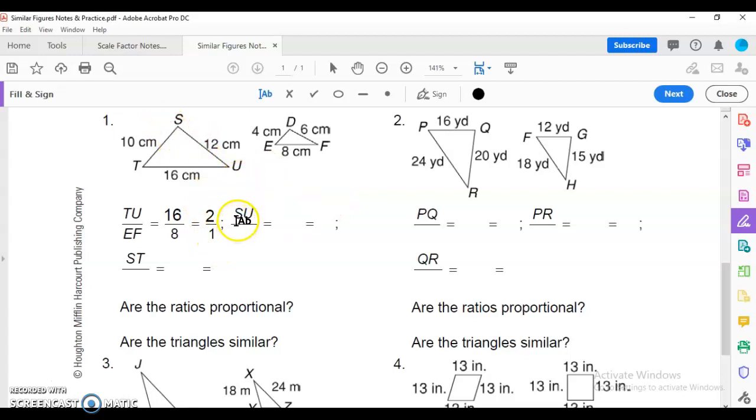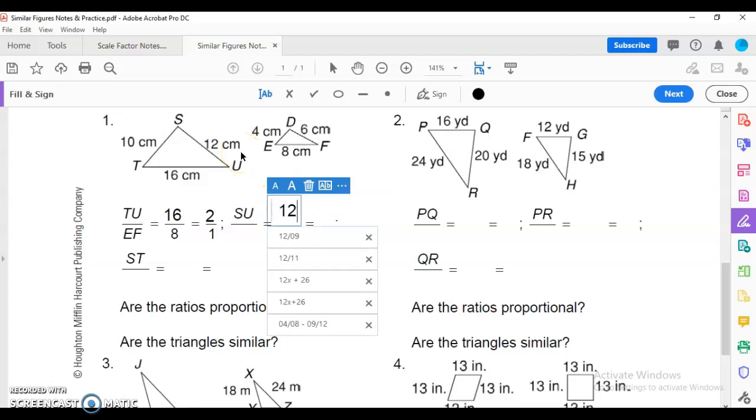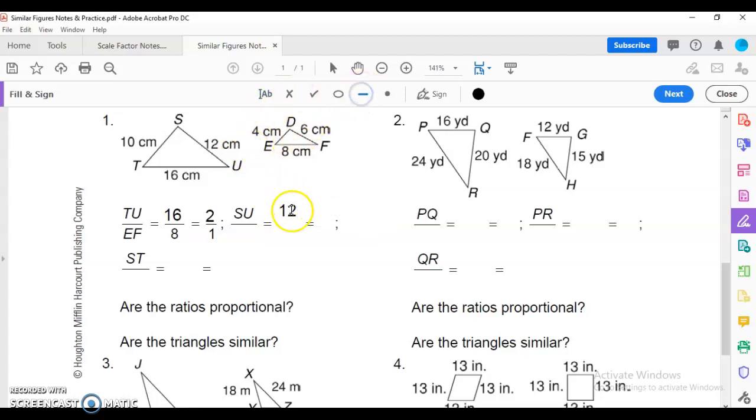So now let's see what they give me next. SU. I know that's going to be 12. I'm going to draw my little line right here. Now, who else is slanted like SU? DF is. So I'm going to put DF here, and DF I know is the number 6.